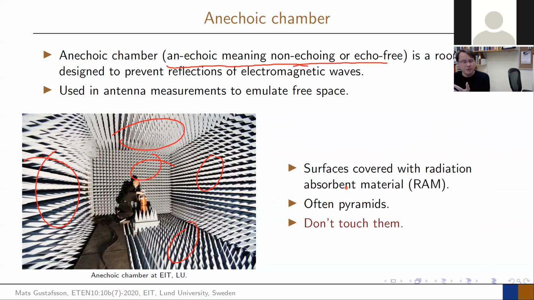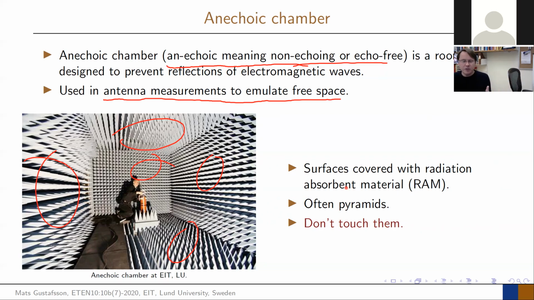And that's how you would like to measure your antenna, because you would like to know what is the gain of this antenna in free space. Then if you add something afterwards, you can do that afterwards. But you would like to measure it in these cases. So the anechoic chamber is really to emulate free space. It looks like there are no walls.